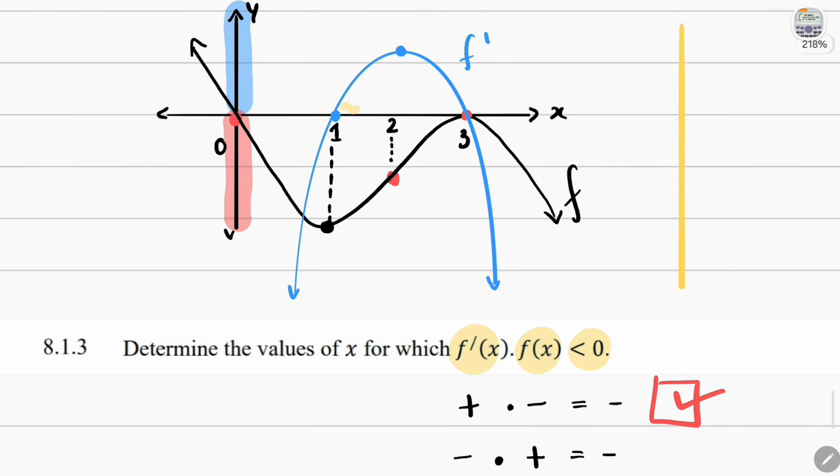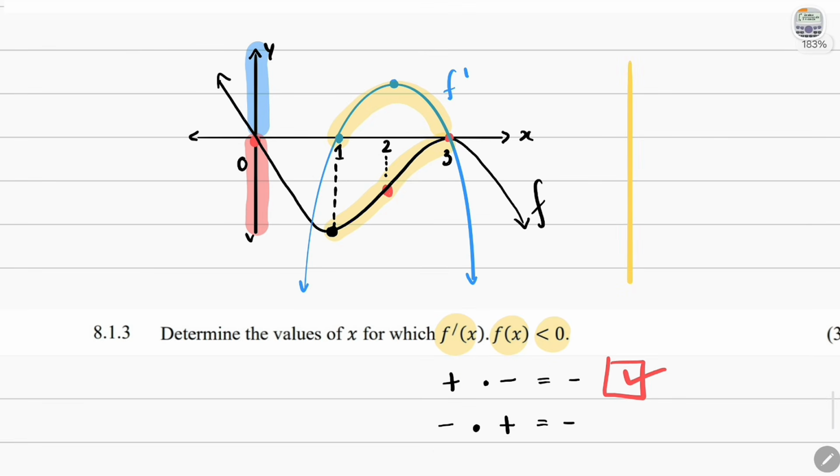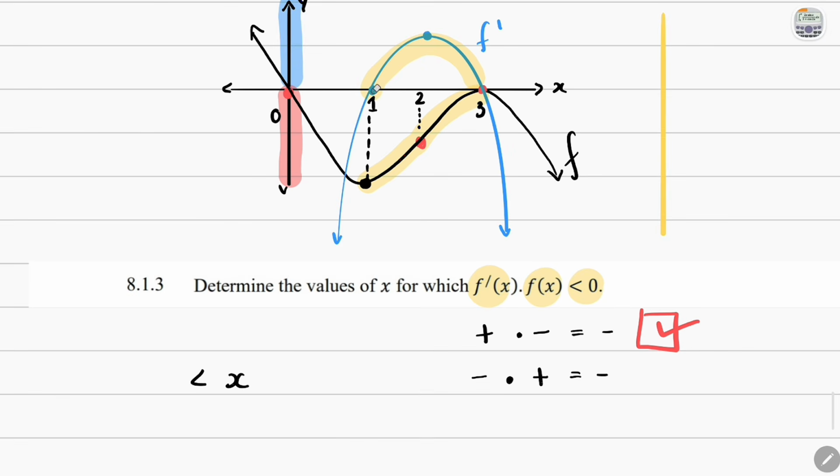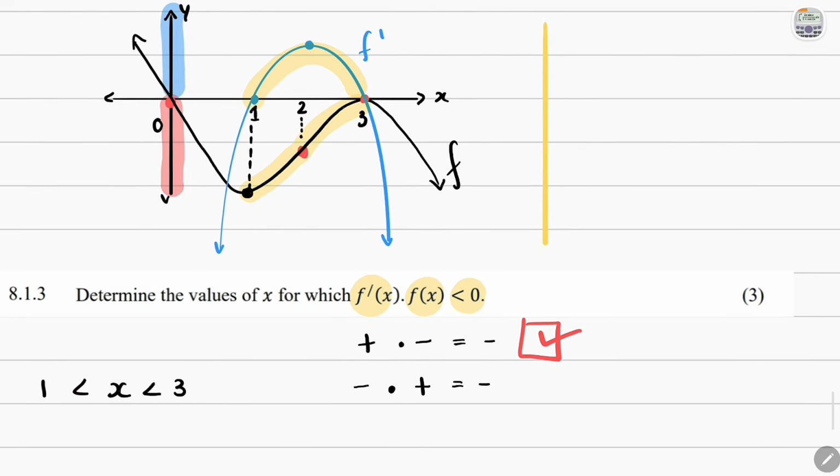Okay, so that is valid all through here. So here it has positive y values, and here it has negative y values. And this one keeps having negative y values until that point at x equals 3. So we can see that it works all through here for these two graphs. Okay, f prime is positive while f is negative below the x-axis. So we can tell this happens first where x is greater than 1 but less than 3. Okay, so that's the first one we have.